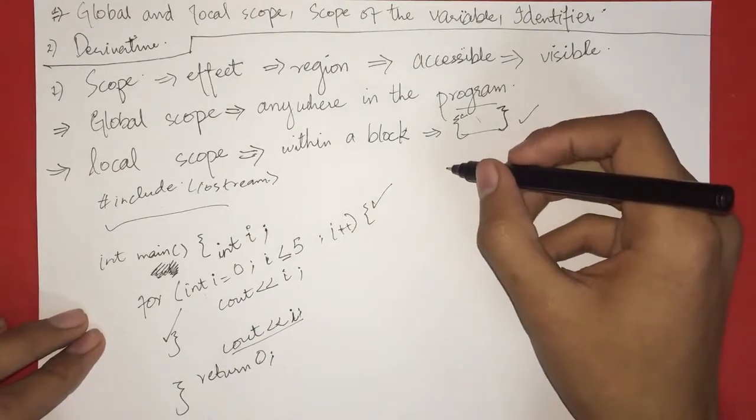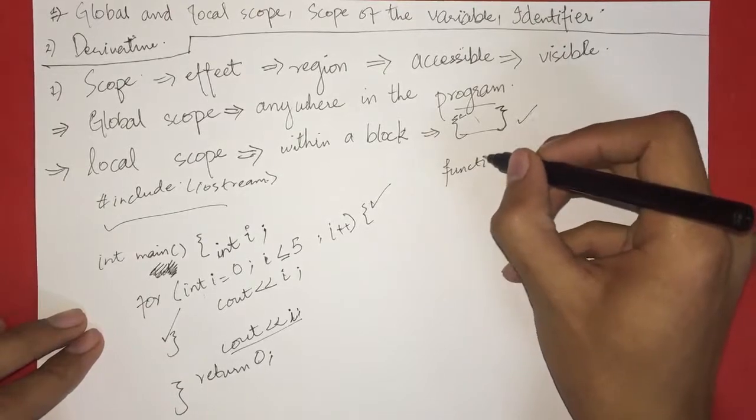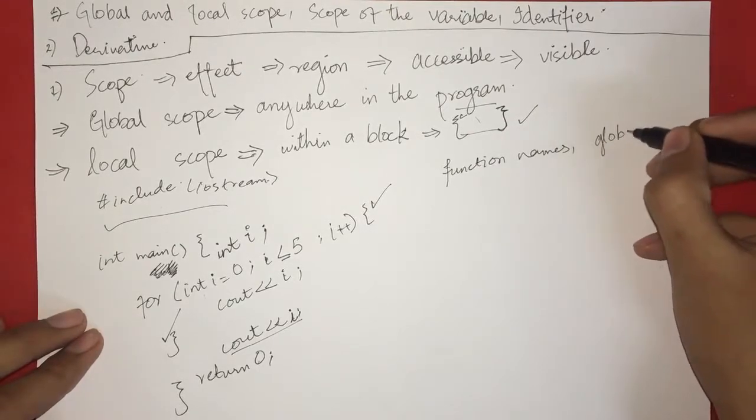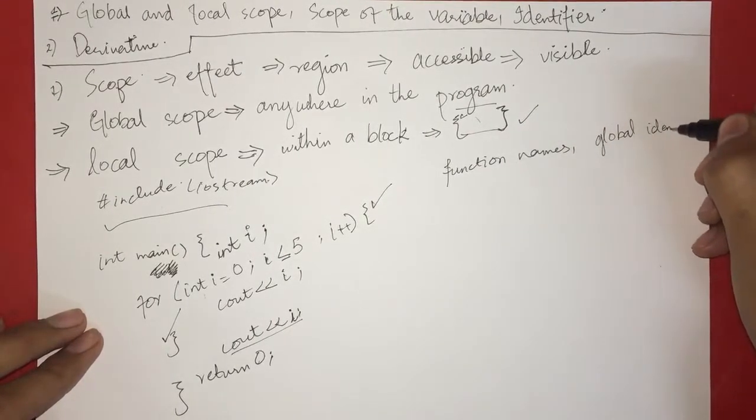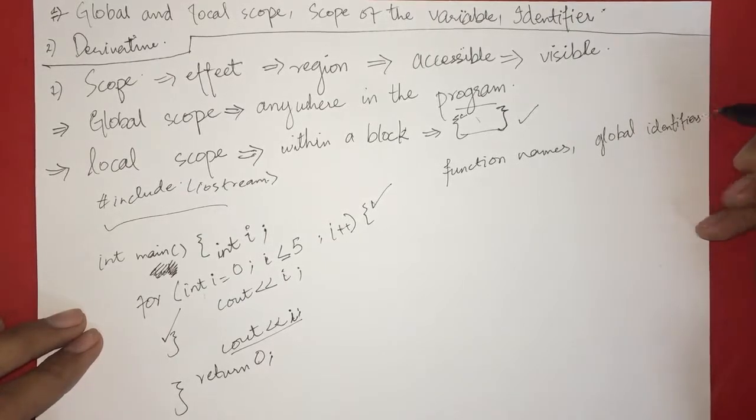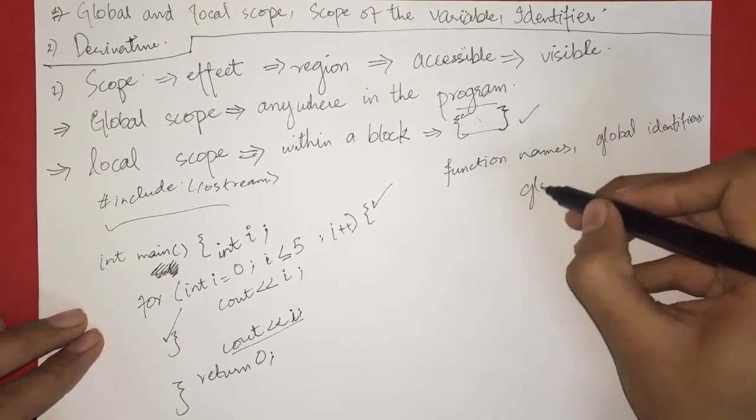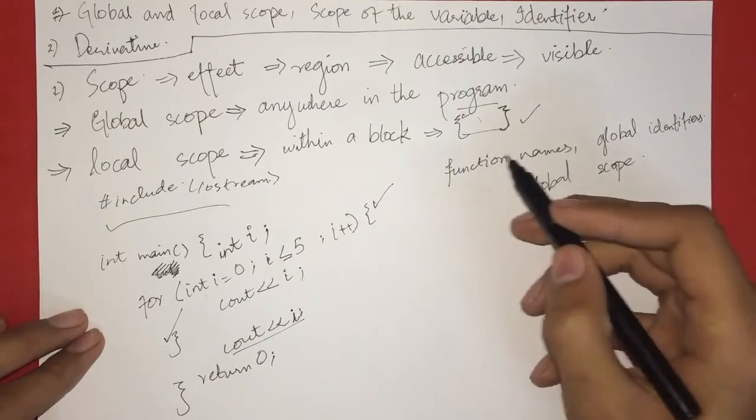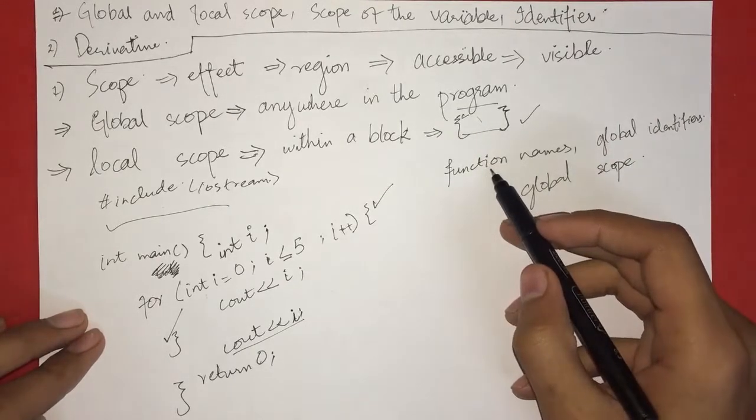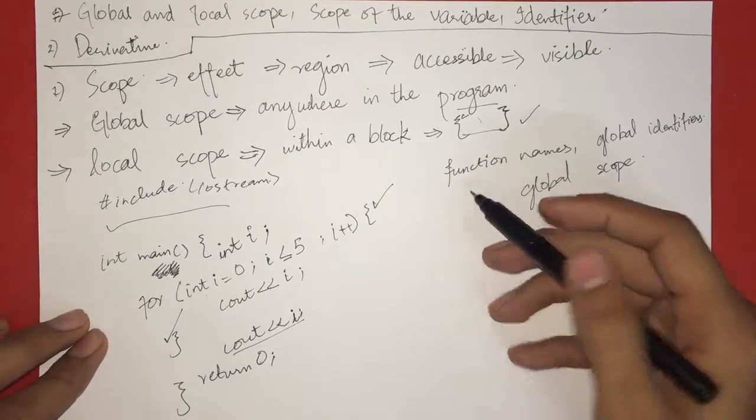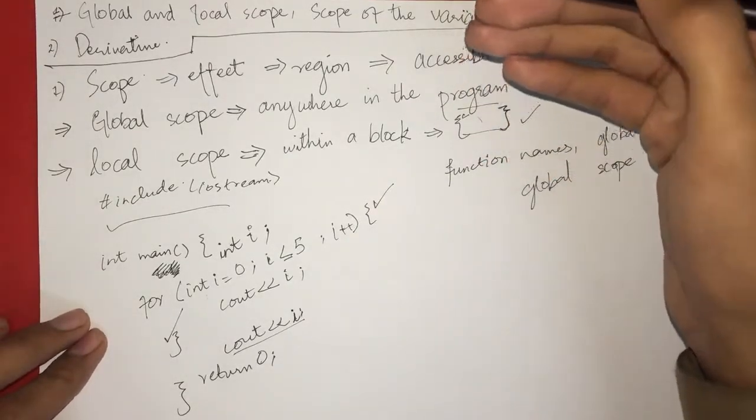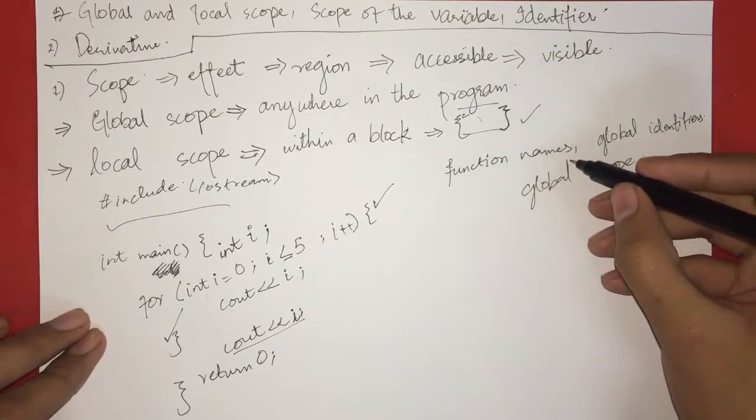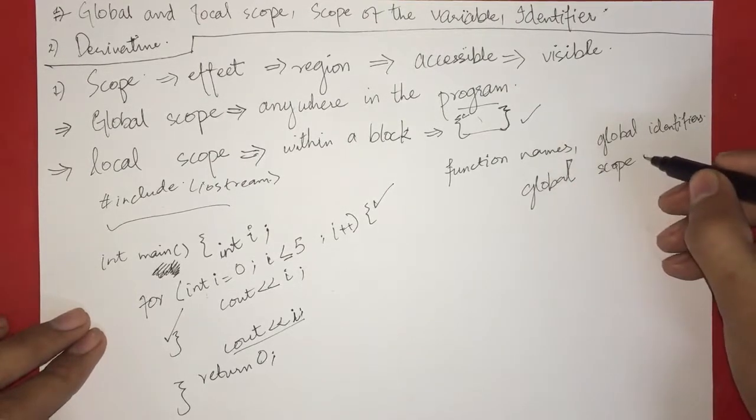Also, function names and your global identifiers have the same scope. Both of these have global scope, given that you define a function and then you place a copy of it, or you place the prototype of that specific function before function main and after a hash include. So both of them, function names and your global identifiers, have global scope inside the program.